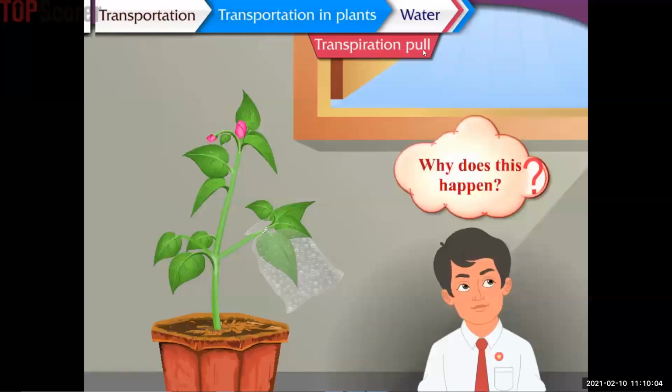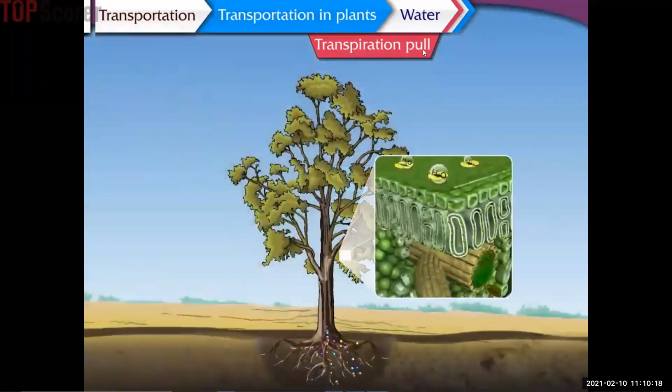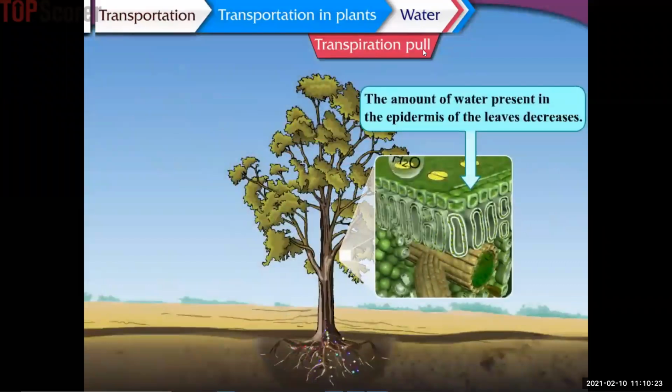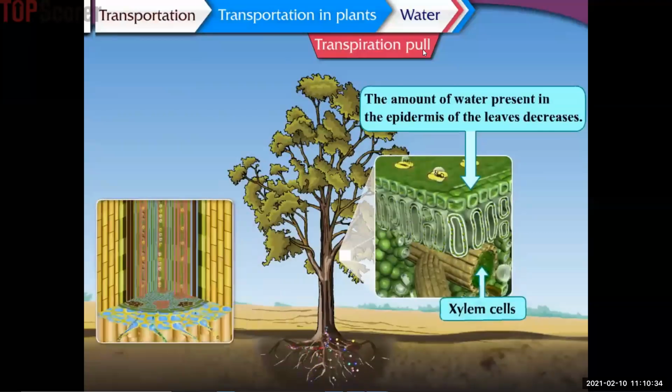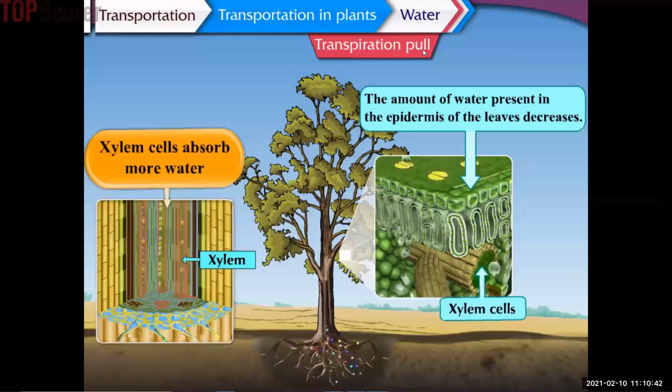Why does this happen? Plants give out water in the form of water vapor through the stomata present in the leaves. This process is called transpiration. Water is given out in the form of water vapor in the atmosphere through the leaves. Thus, the amount of water present in the epidermis of the leaves decreases. In order to replace the water which is lost, water is brought to the leaves through the xylem. This initiates the suction of water from the xylem cells of the roots, and the xylem cells of the roots in turn absorb more water.